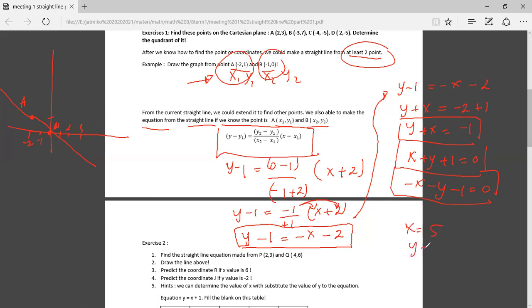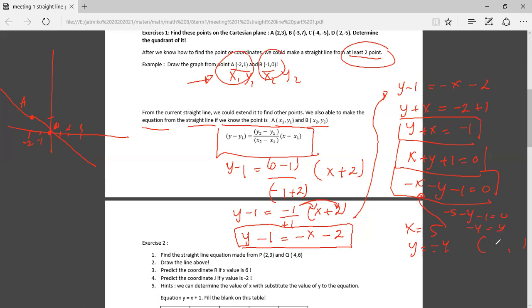How about the value of y? And then how about the coordinate? We can do like that as well. So how to do this? Just put x into here. We substitute the value of 8 on the equation. So negative 5 minus y minus 1 equals 0. So y is negative 5, negative 1, so negative 4. Oh, here is negative 4.